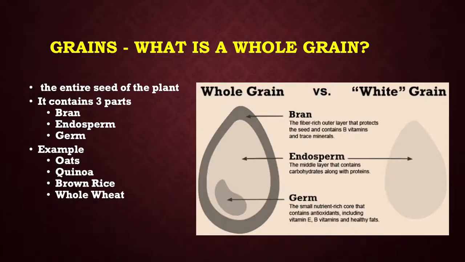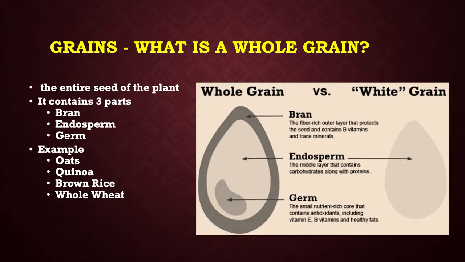One of the healthiest options for starches is whole grain foods. Whole grains are the entire seed of the plant, including 3 parts. Bran, which is the outside of the seed and contains fiber and B vitamins. Endosperm, which contains the carbohydrates. And the germ, which contains healthy fats.